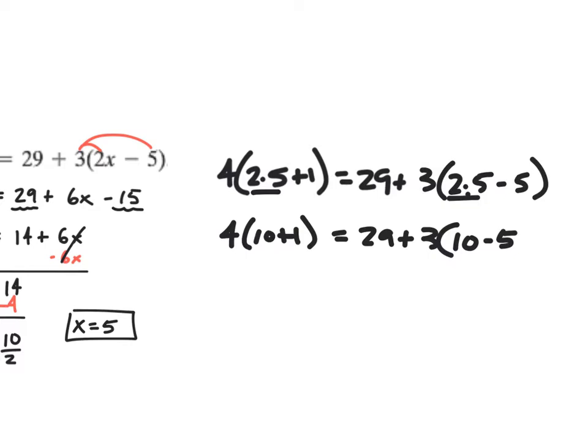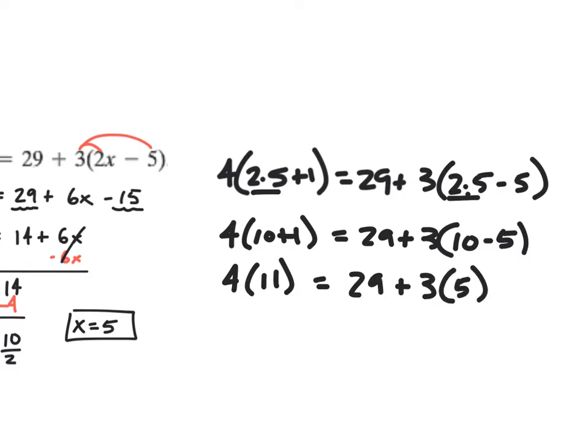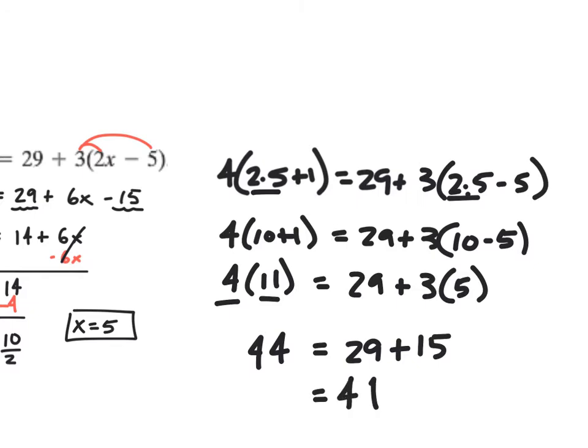Okay, so then what I have at this point is I'm going to do 4 times 11, and that's equal to 29 plus 3 times 5. Okay, 4 times 11 is 44. All right, and then I've got 29 plus 15. Now, 29 plus 15 is 44. So 44 is equal to 44. That's true, okay? And this is how I check. All right, so this is good. X is equal to 5.